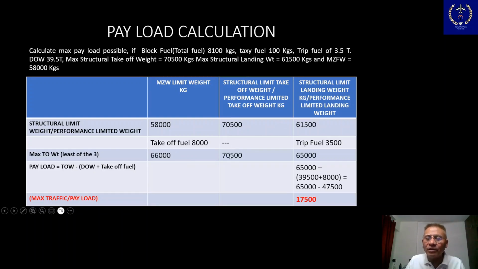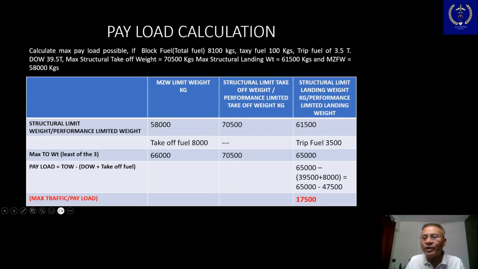Similarly, this particular column is going to be the weight which is limited by the takeoff weight. The takeoff weight can either be the maximum structural limit takeoff weight or the maximum performance limited takeoff weight. And what we have is 70,500 kgs.